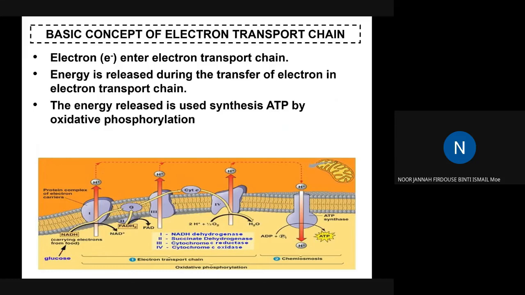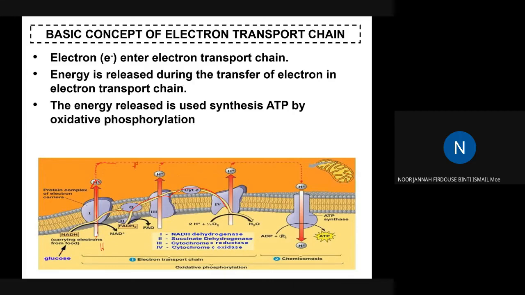Basic concept of electron transport chain, electron enters ETC and then is transported through the ETC. The energy is released during the transfer of electron. Okay, masa dia transfer dari satu kompleks ke satu kompleks, menghasilkan tenaga. Daripada mana datang tenaga? Tenaga yang datang tu masa proton dipam keluar ke ruang antara membran. Jadi nampak tak anak panah ni?